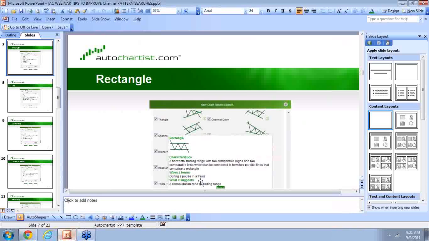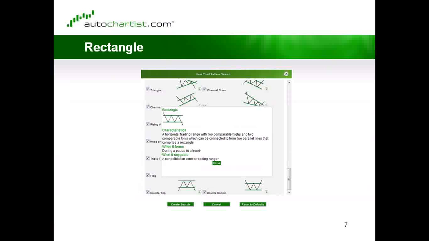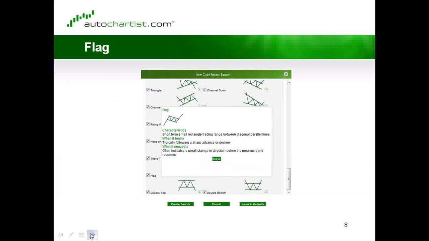Okay, so that covers the rectangle pattern. Now another pattern that we look at, consider to be a channel pattern, is the flag. And you can see too, that's got a slight diagonal, but the lines look parallel. Okay, now the opposite of the flag is, say, the pennant, and the pennant's going to have similar movement, but the pennant's going to come to an apex like a triangle. Belongs in the triangle family.